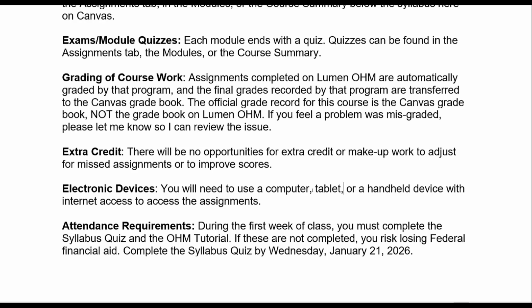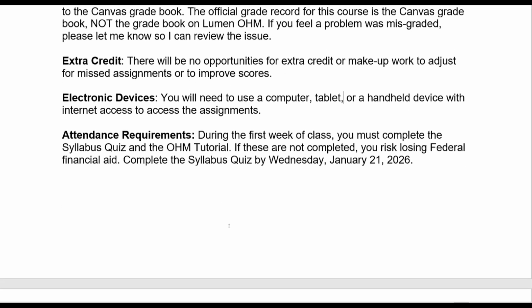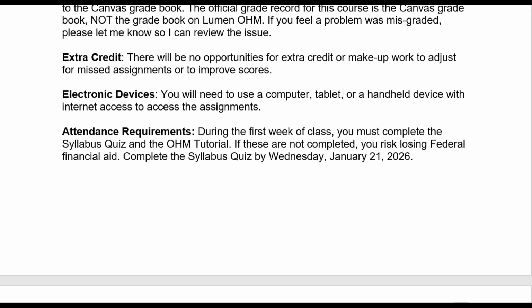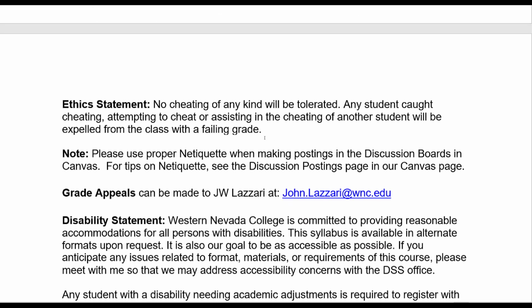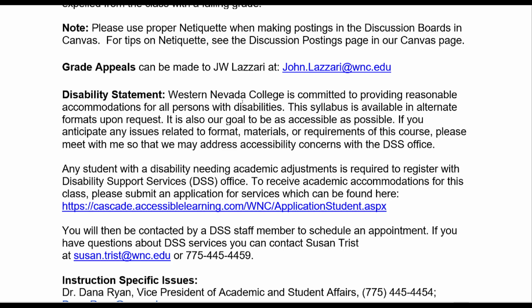Attendance requirements. During the first week of class, you must complete the syllabus quiz and OHM tutorial. If these are not completed, you risk losing federal financial aid, which I don't think is an issue for this class. Complete them by, I put Wednesday, January 21st, 2026. I need to go back in and look at that again. Ethics statement: don't cheat, don't help cheat. There's no discussion postings required, but you can use the discussion feature. It's still open, but I don't require those anymore.